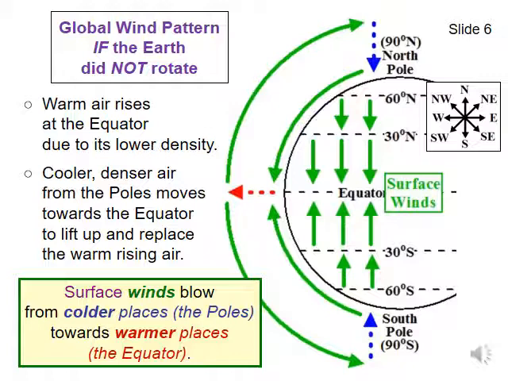Therefore, air rises at the equator and sinks at the poles, and the cool air from the poles will slide to the equator to replace the air rising at the equator. In other words, surface winds tend to blow away from the poles and towards the equator.